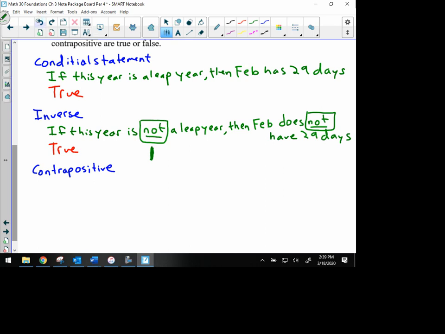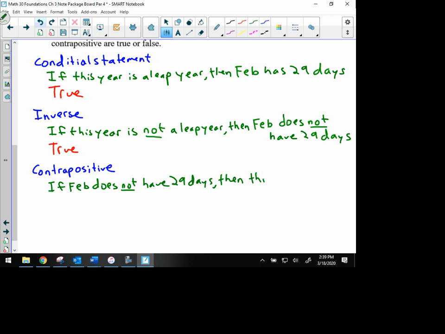So we have the inverse with the hypothesis here and the conclusion here. We're going to flip that around now, and we have our contrapositive then. So if February does not have 29 days, then this year is not a leap year.